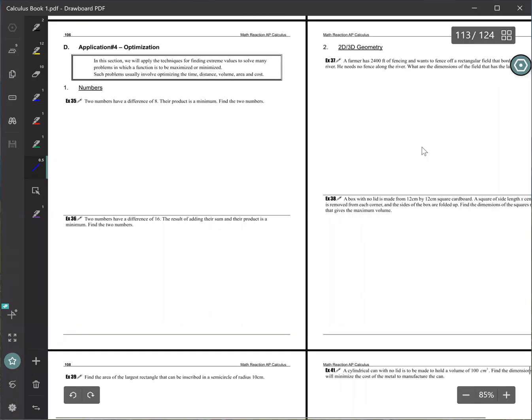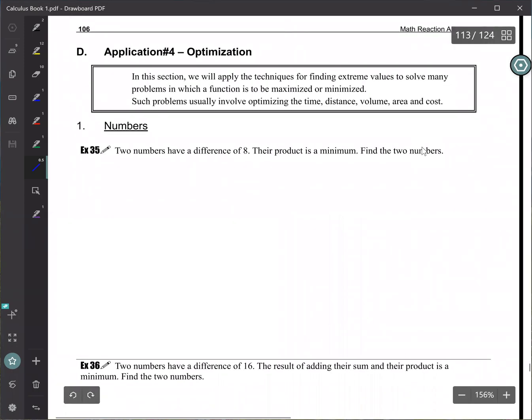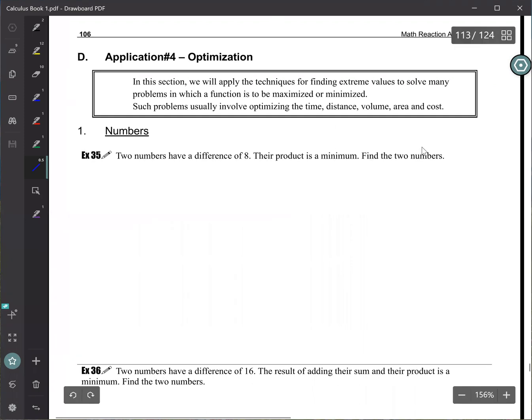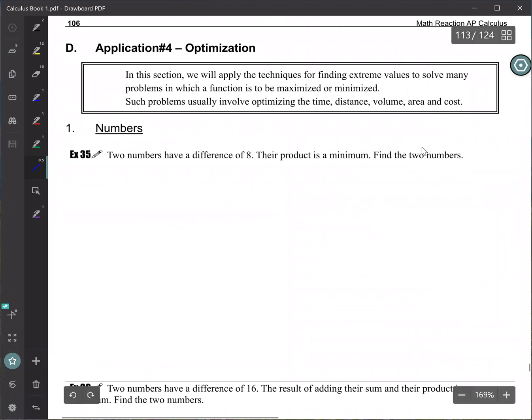So the fourth application is called optimization. Optimization means you want to make things in the best scenario, right? What's the best scenario to do something? You've done something like this in grade 11 as well without using calculus, and then we can try to compare how calculus can help us get the same result faster.